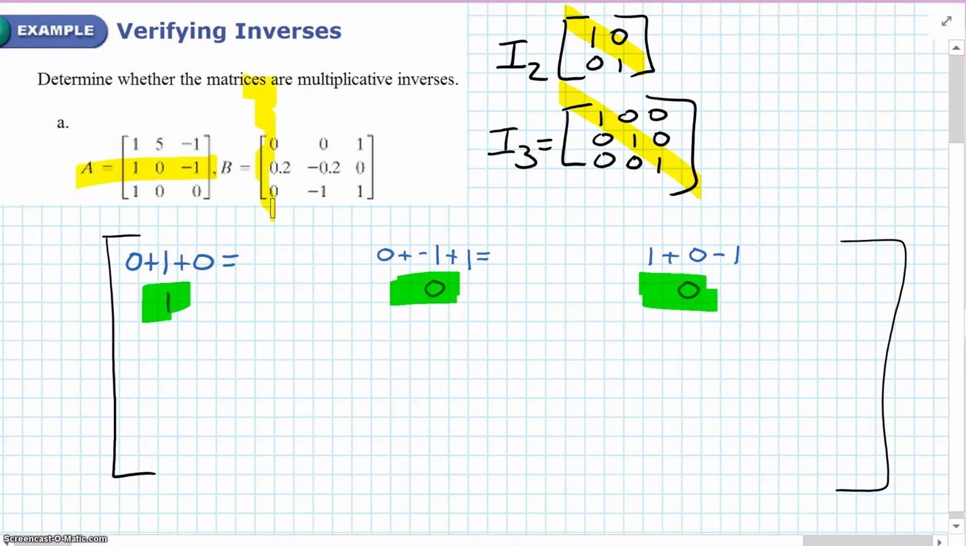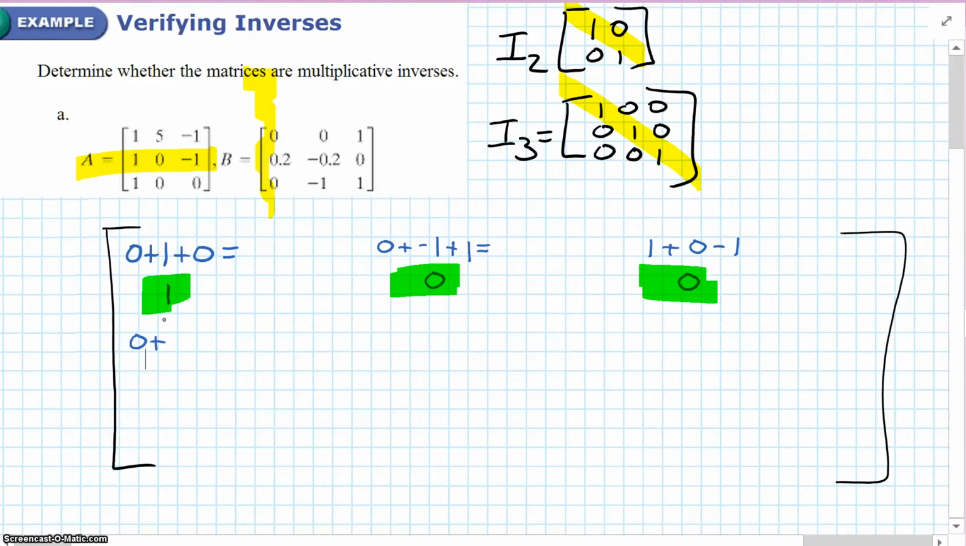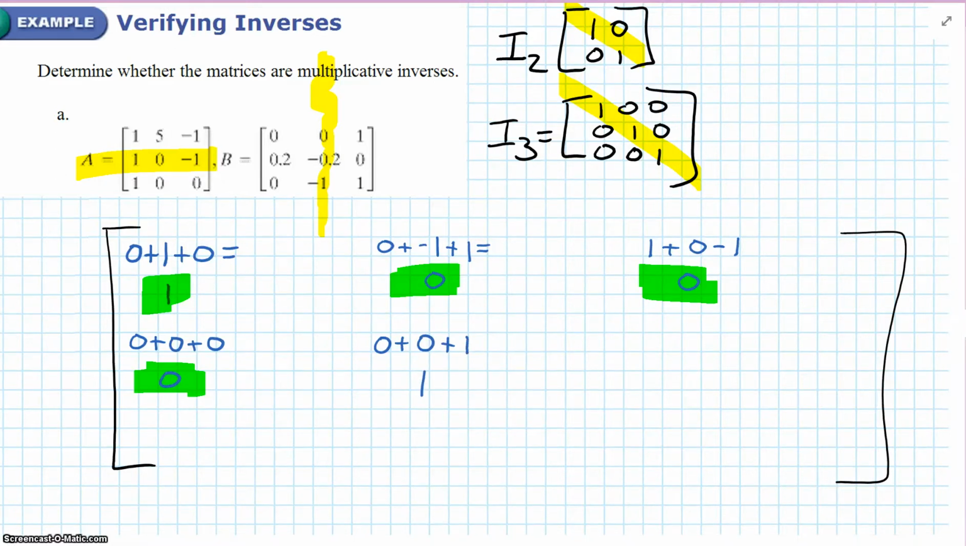Second row, first column. 1 times 0 is 0. And again, if you see these steps, you don't have to write it all out. 0 times 0.2 is 0. Negative 1 times 0 is 0. So that's a 0. All right. So what does the next one have to be for an identity matrix? That's right. It has to be a 1. So let's see if this happens. 1 times 0 is 0. 0 times negative 0.2 is 0. And negative 1 times negative 1 is 1. So we are still on course to have an identity matrix.